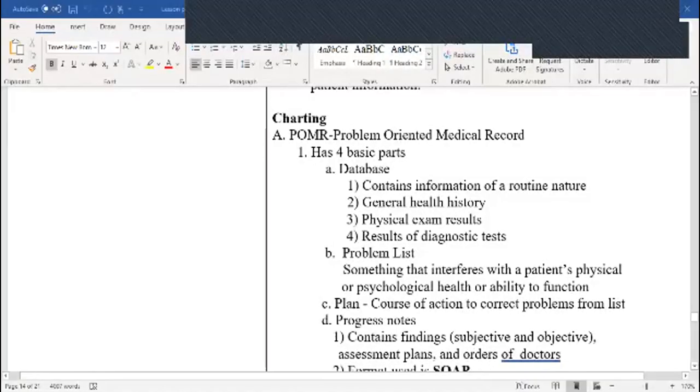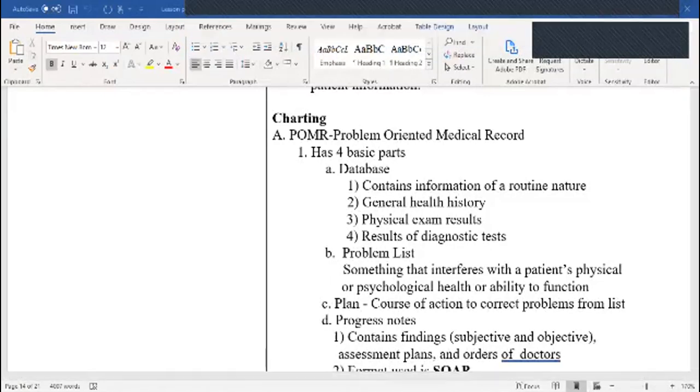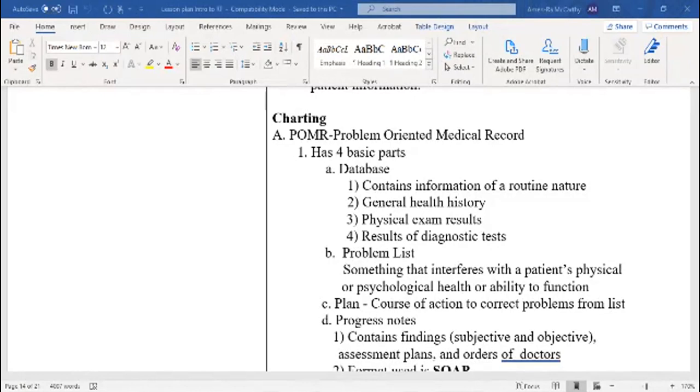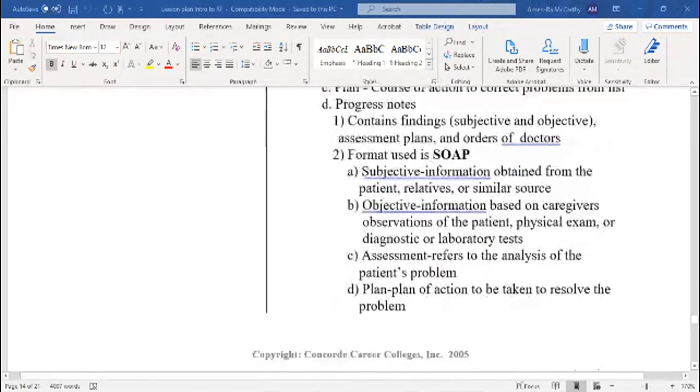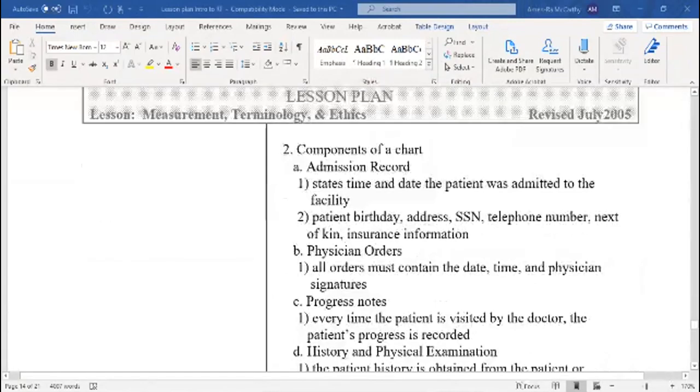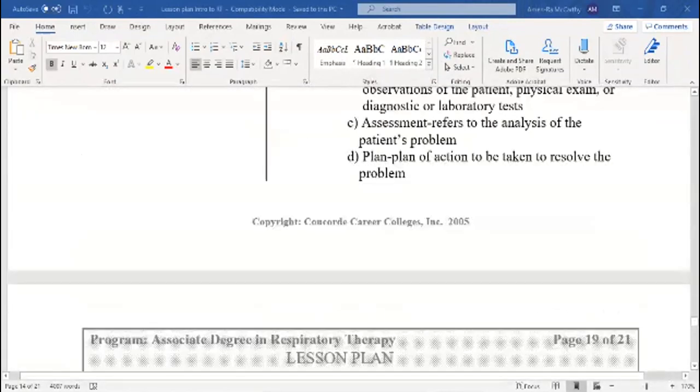Components of the chart. Now, charting has 4 basic parts, okay? We use the POMR. The POMR is the technique we use in charting, and it's the problem-oriented medical record, okay? You have 4 parts. You got a database, a problem list, you have a plan, and progress notes. And this is how it's broken down.